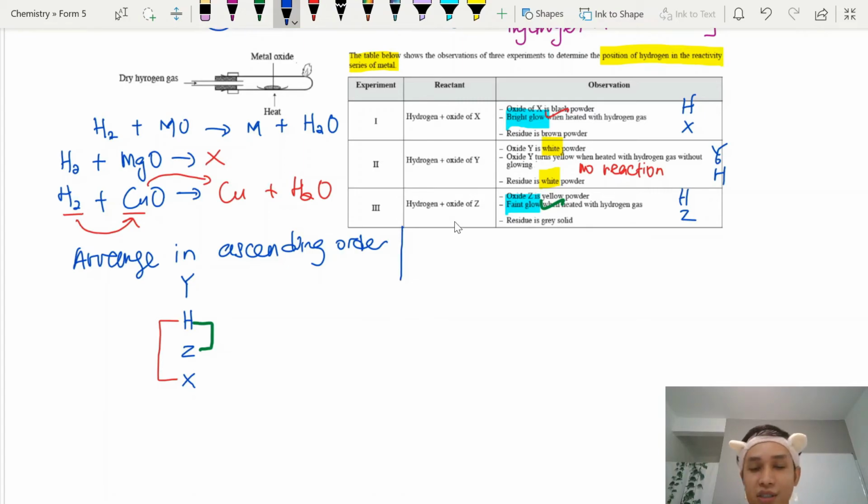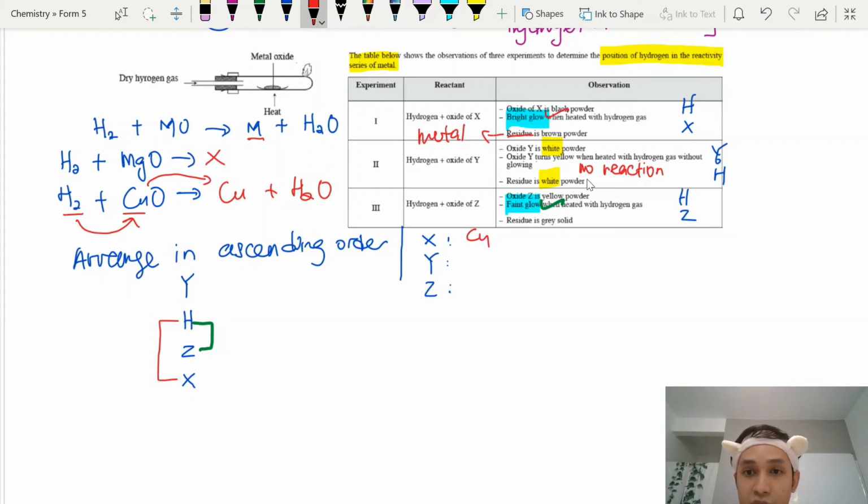Then they will ask you to suggest what metal X, Y, and Z are. So again, you need to know the color of the metal that you are forming. As you can see here, the residue is brown powder. Remember, your residue is referring to the metal. So brown powder means X is copper.